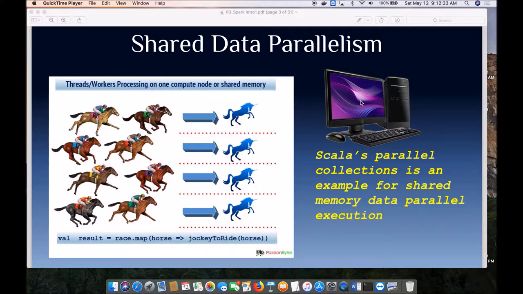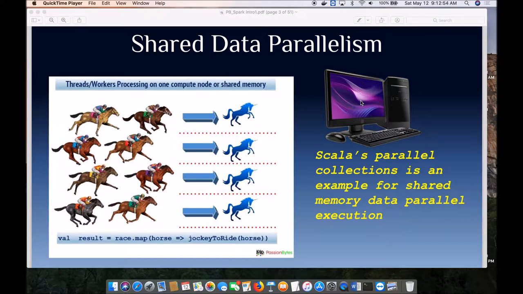This is your CPU and this is your RAM. When you write a single threaded program, CPU fetches the data from RAM and executes the instructions. When you write a multi-threaded program, there will be many slices which is going to be executed by the CPU. It will fetch the data. This will fetch two horses. This will fetch two horses. This will fetch two horses. And then it will get executed in parallel.